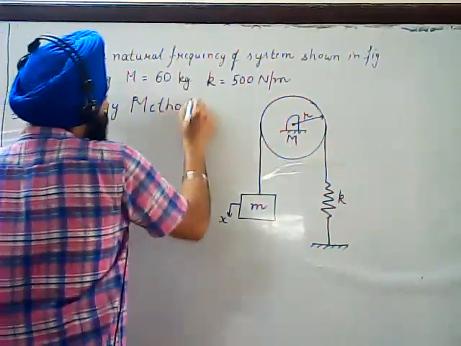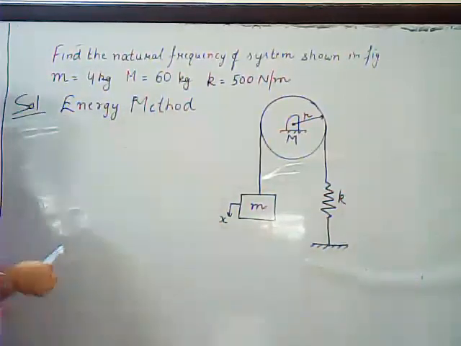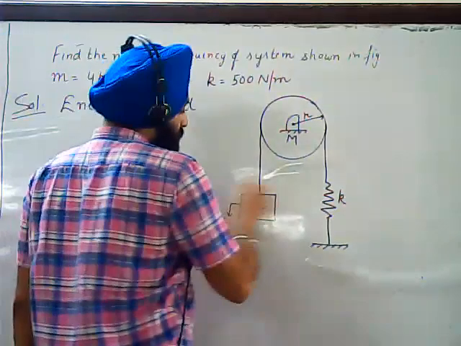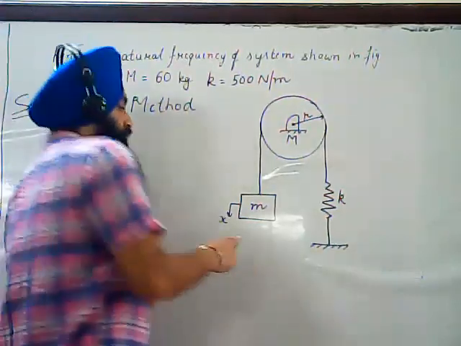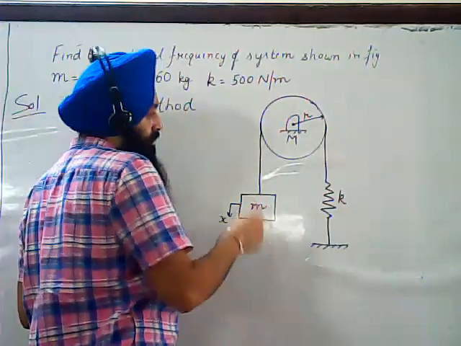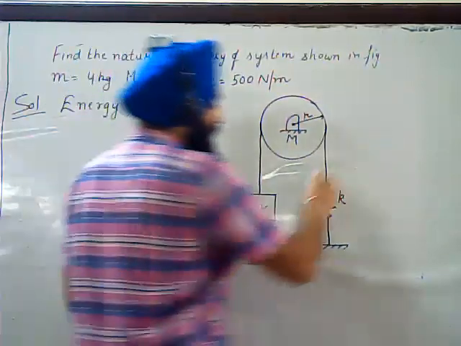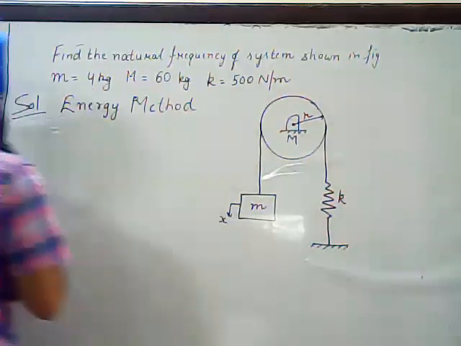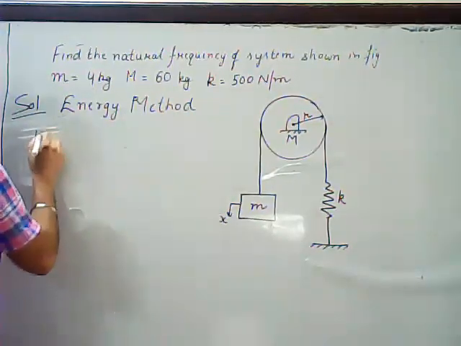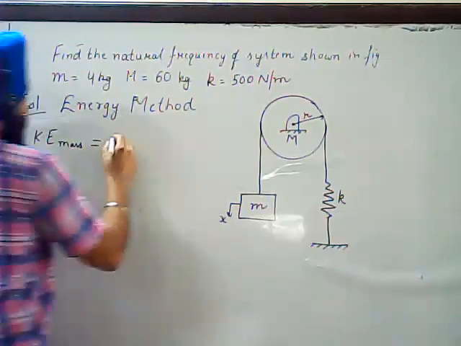According to the energy method, the total energy of the system will be constant. Here the energy is stored in mass m in the form of kinetic energy. Similarly, for the pulley, energy is stored in the form of kinetic energy. Similarly, in case of spring, energy is stored in the form of potential energy. So the total energy will be the kinetic energy of mass. The kinetic energy of mass will be half m v square.